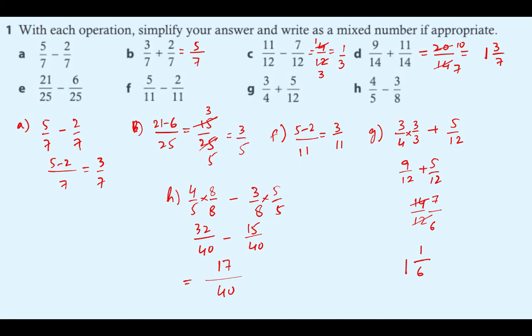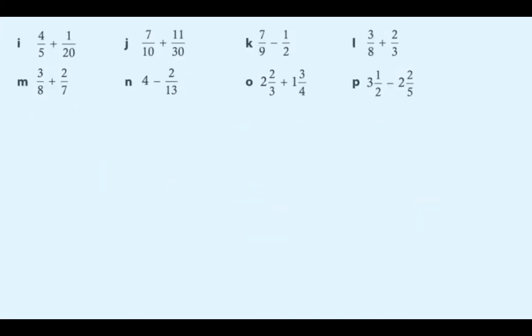Now moving to the next part, 4 over 5 plus 1 over 20. We need to multiply this by 4 over 4. So this becomes 16 over 20 plus 1 over 20, which is 17 over 20.